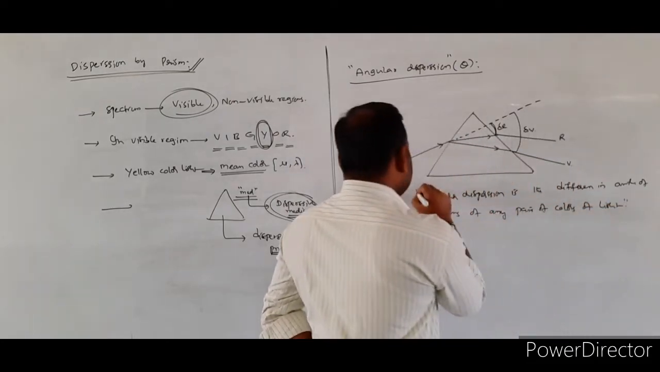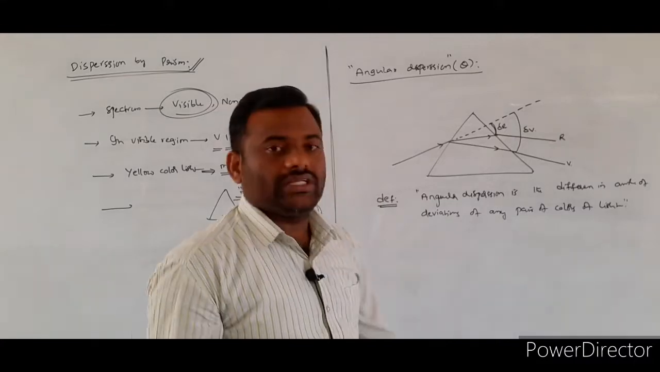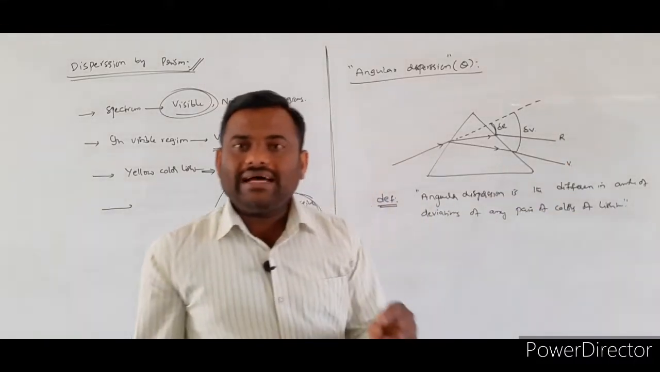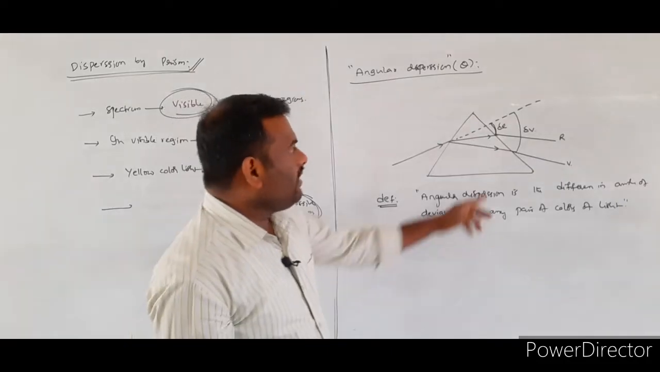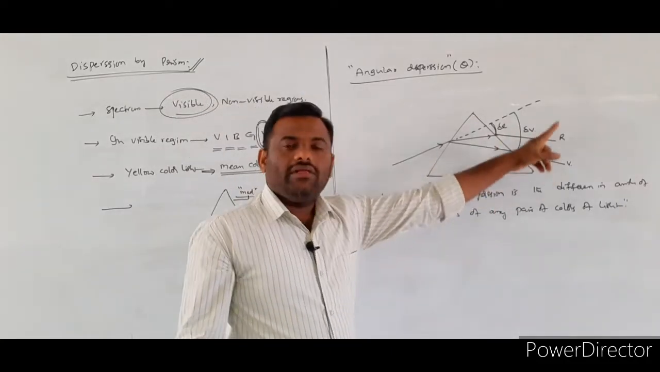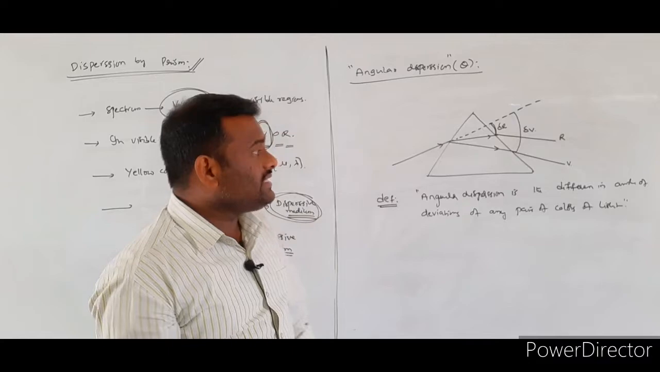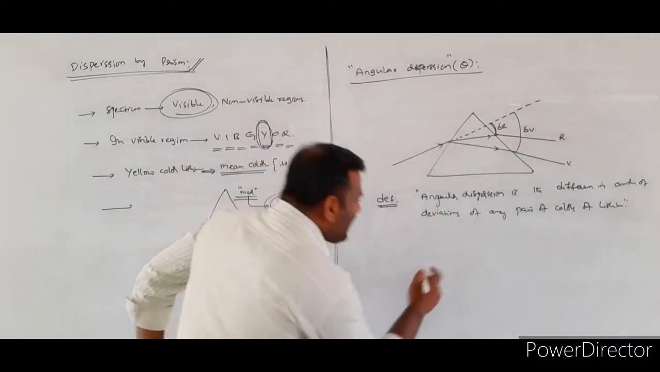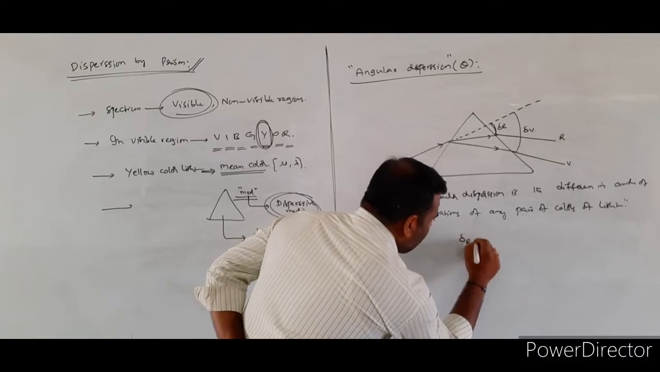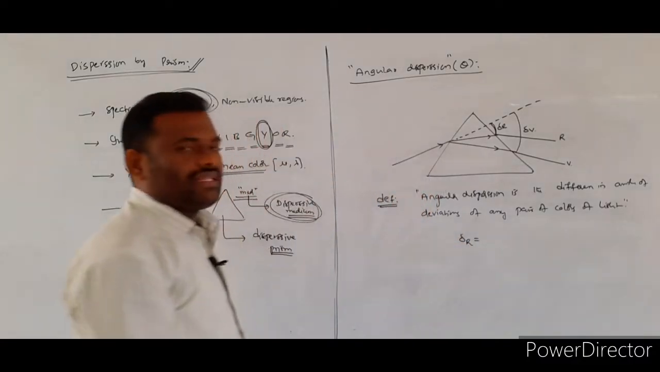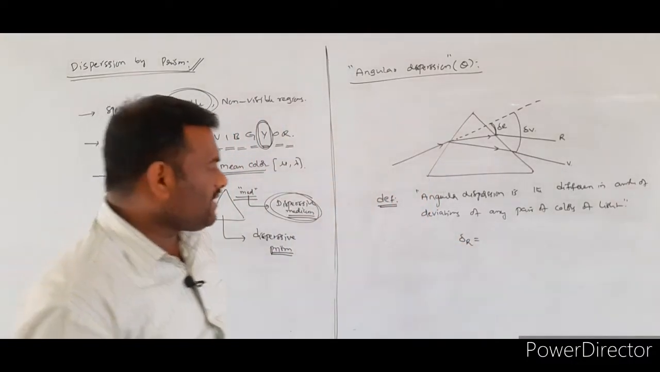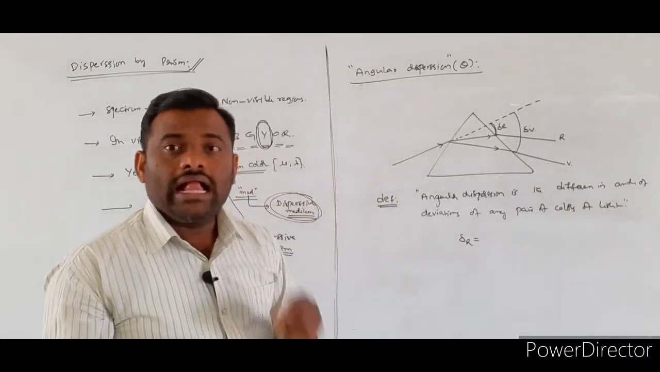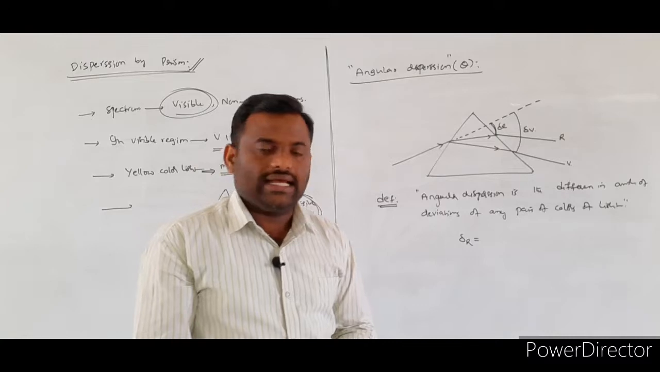So how can we define the angular dispersion? Angular dispersion is the difference in angle of deviations of any pair of colors of the light. Which colors do we consider here? We consider two different colors: red color and violet color. For the red color, the angle of deviation is represented by delta R. Delta R is indicating the angle of deviation for the red color.